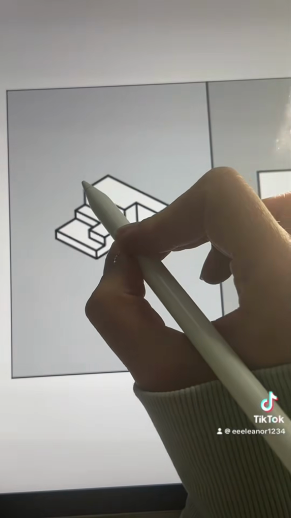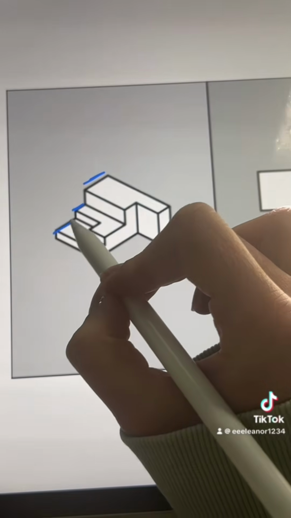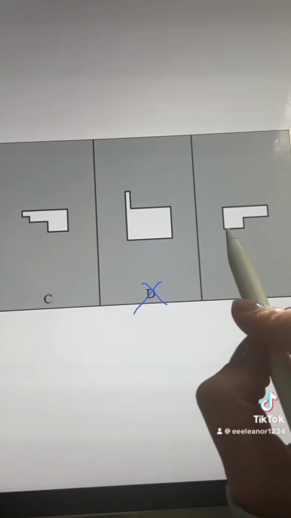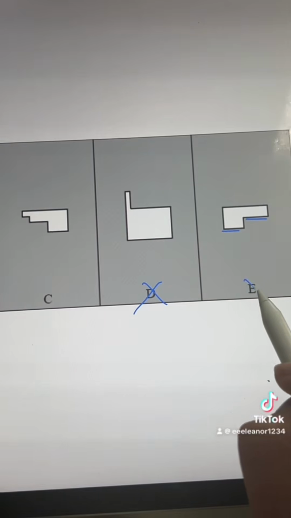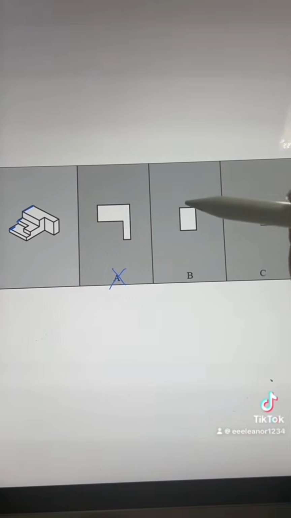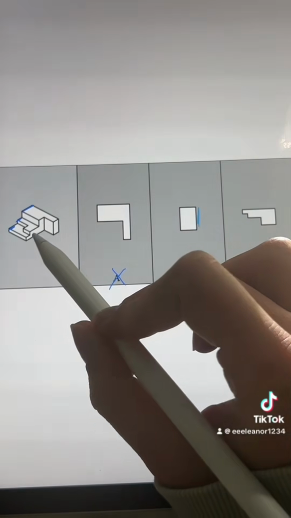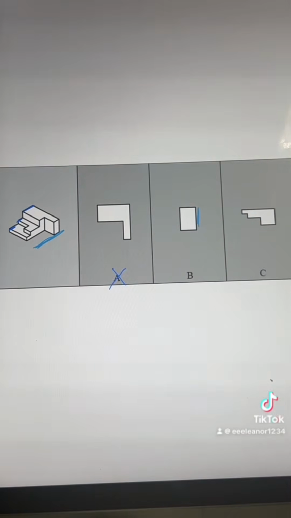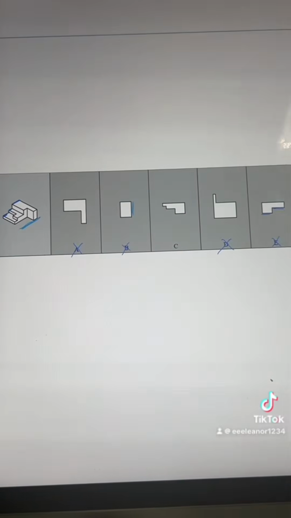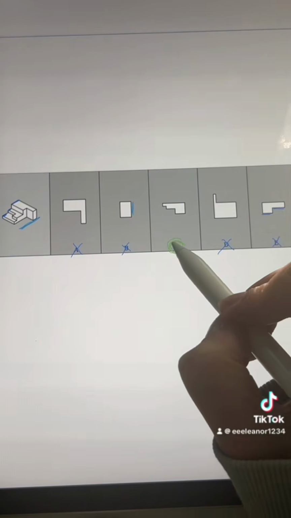Looking at the object, it looks like stairs, and there's 3 levels. When I go back to the answer choices, I see that E only has 2 levels and can be eliminated. Now it's between B and C, but B looks much too small to fit the object. Now I can see answer choice C is the correct answer.